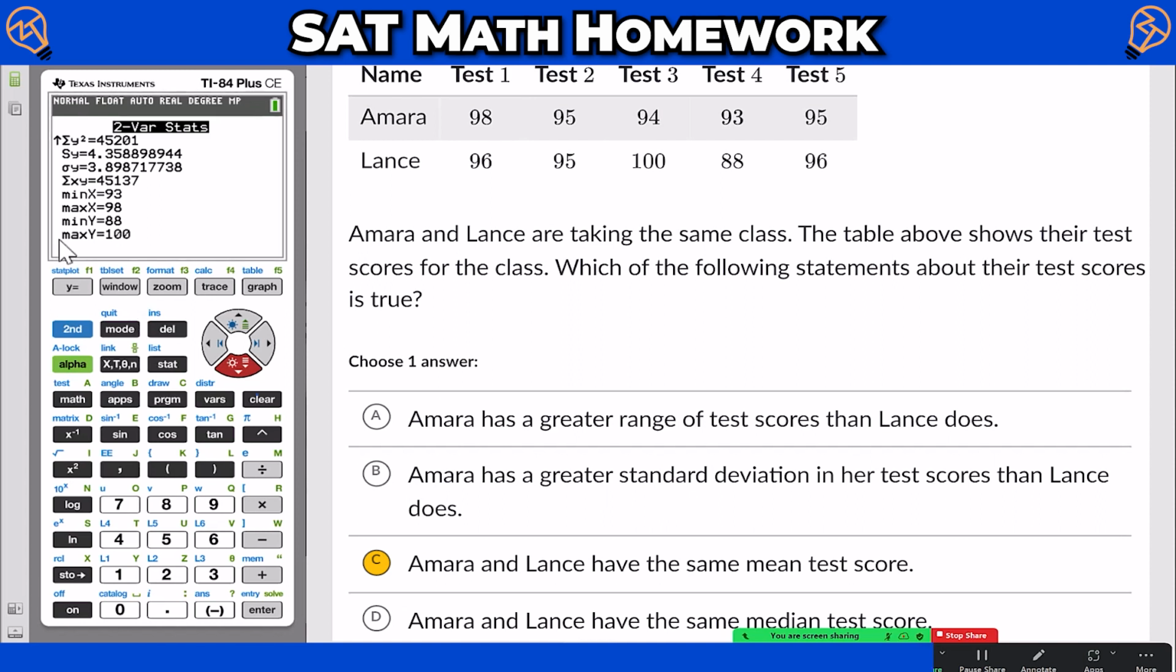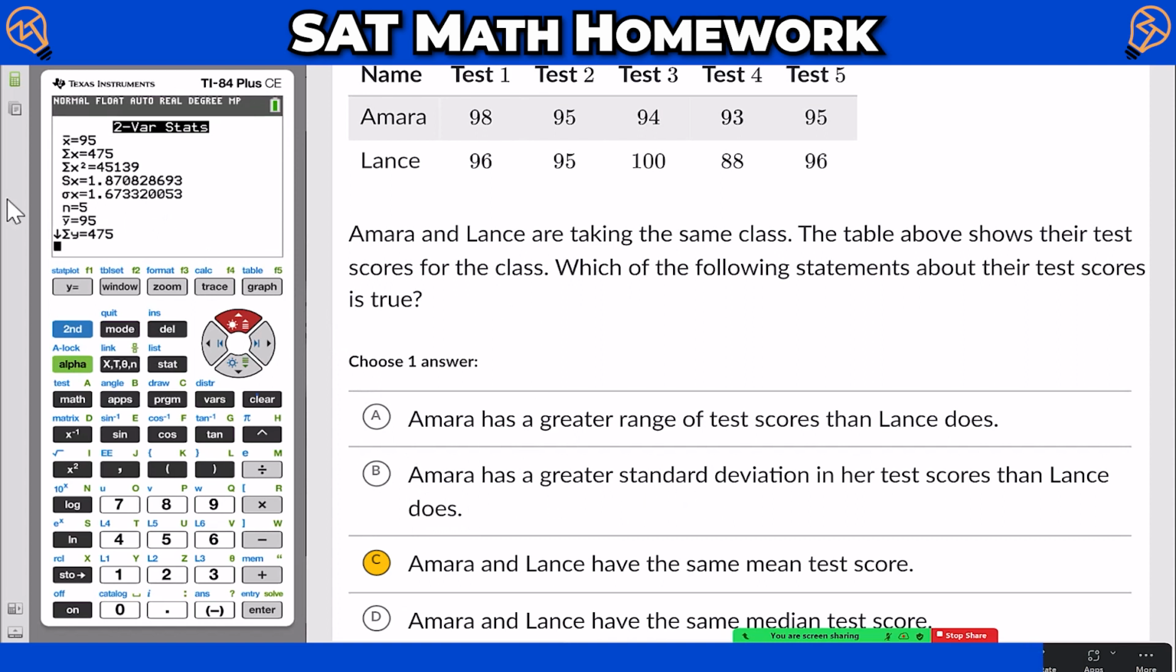The standard deviation, well, let's go ahead and look at that. We knew it was these two that have to do with like the S and the sigma symbol here. So for this one, Y, so Lance, his is 4 and 3 around there, whereas Amara is 1.8, 1.6. So clearly Amara doesn't have a greater standard deviation, Lance does.